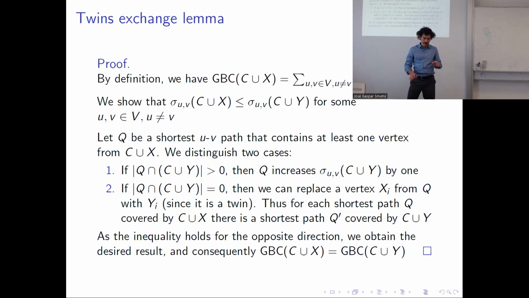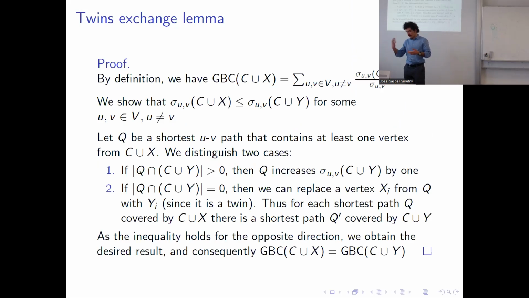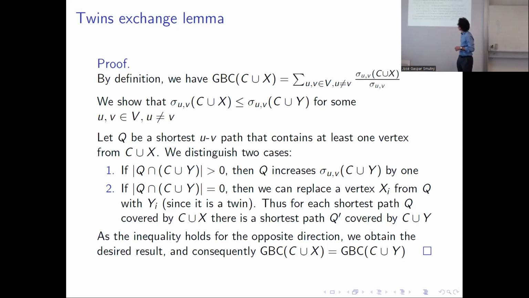Okay, so the proof is very abridged. However, I think it's not that hard to follow. By definition, if you recall the definition of group betweenness centrality, the group betweenness centrality of C union X is the fraction of shortest paths it covers.